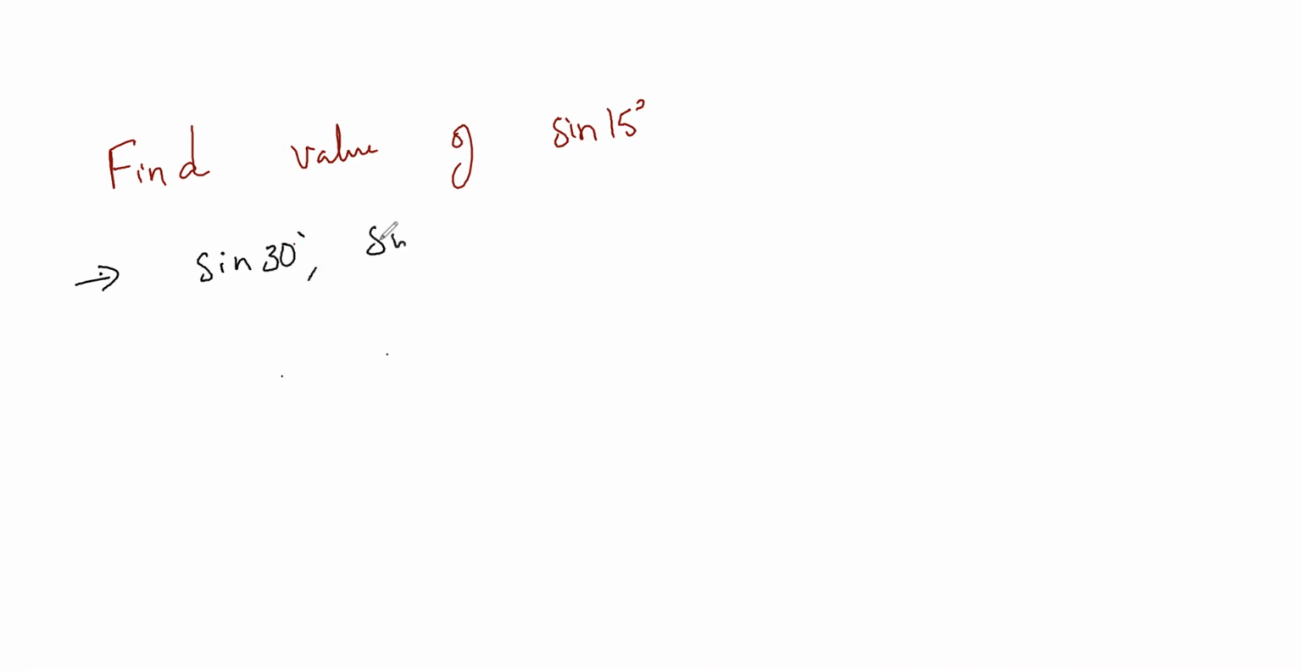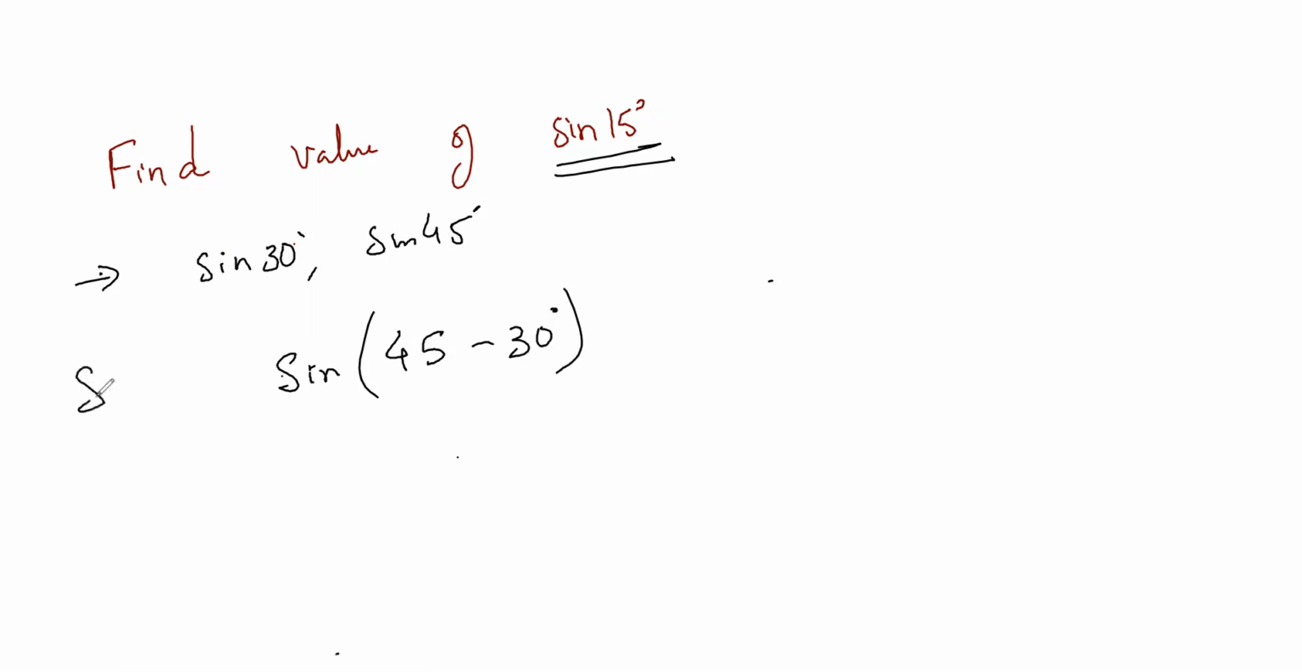Now let's come to our first question. Find the value of sine 15 degrees. So I have only taught you about what? Sine 30, sine 45, correct? Those things I have actually taught you. Sine 30, sine 45. So how to get this 15? Sine of 45 minus 30 degrees, correct? This is equal to what? Sine 15. 15 is what? 45 minus 30. 45 degrees minus 30 degrees.